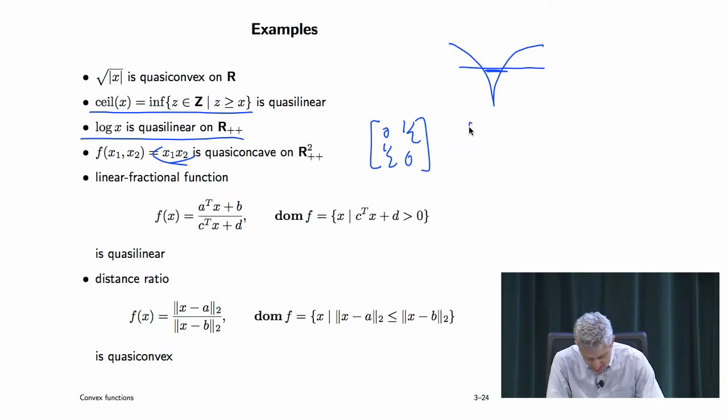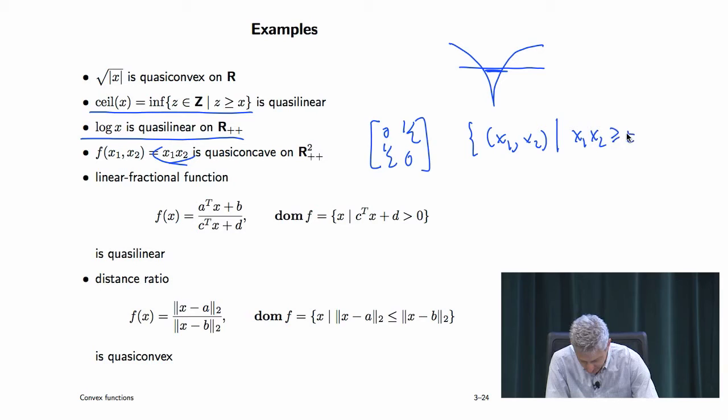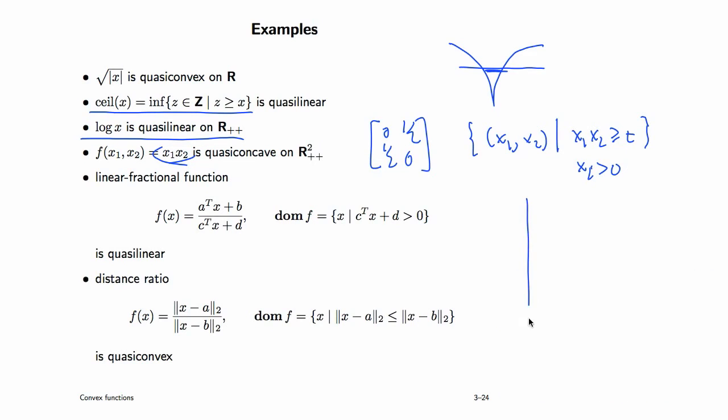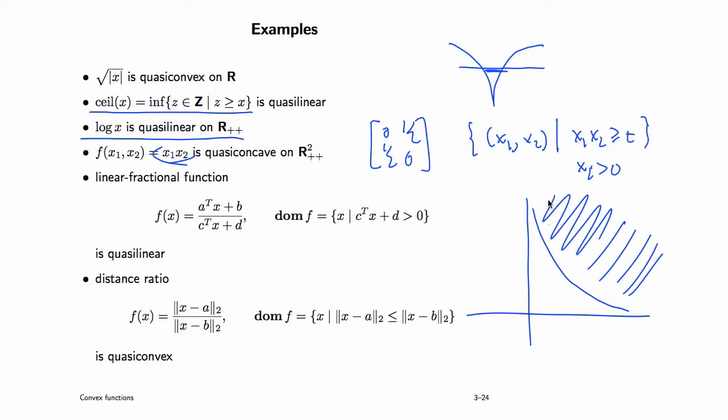And to test that, you'd say, what are the points that look like this: x1 x2 is bigger than t. This is not the hypograph, sorry, this is the superlevel set, not the sublevel set. Oh, and of course we have to have x_i positive, right? That set looks like this. That's all this stuff over here, right? And for any t, that's going to be convex. Okay, so that's it.